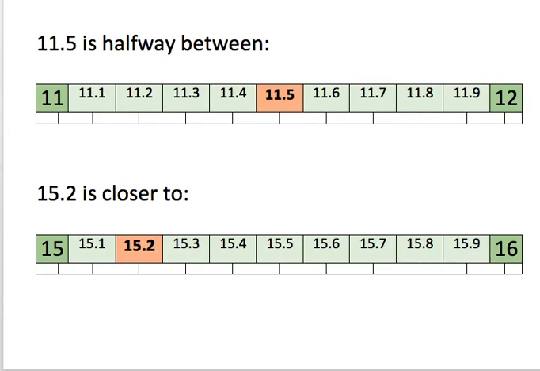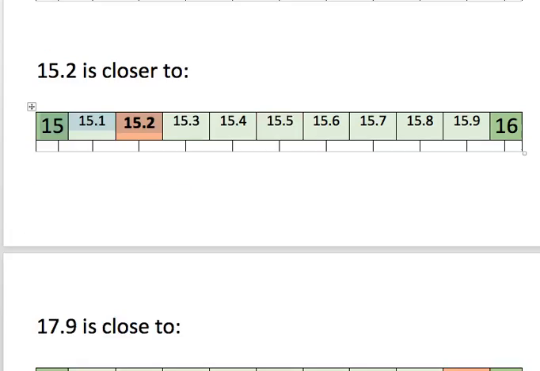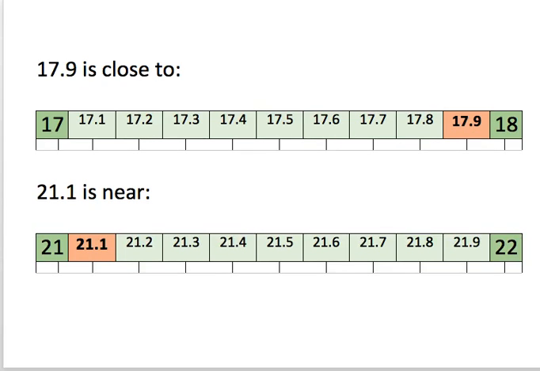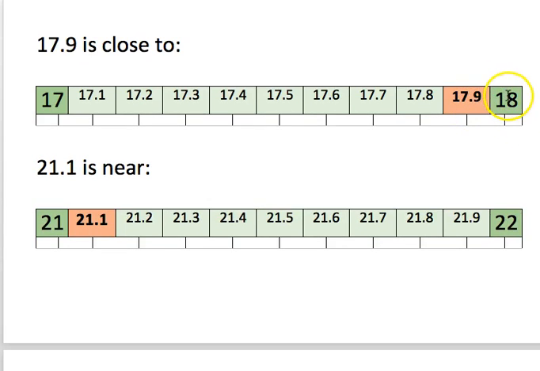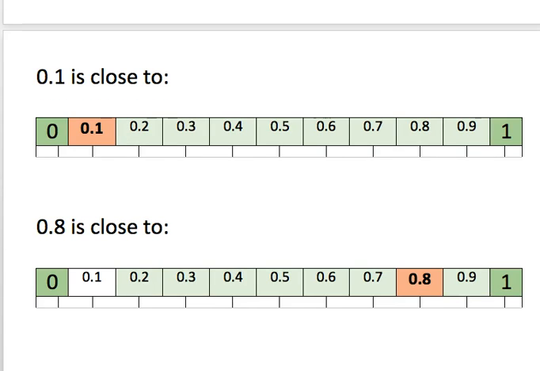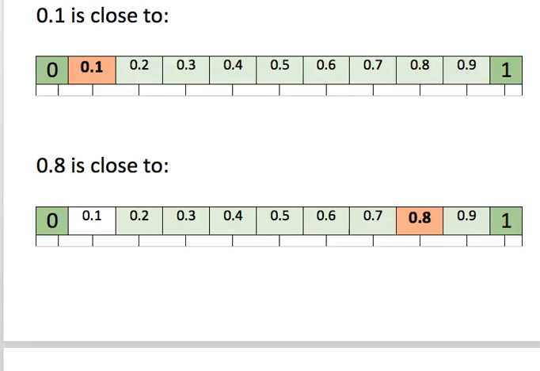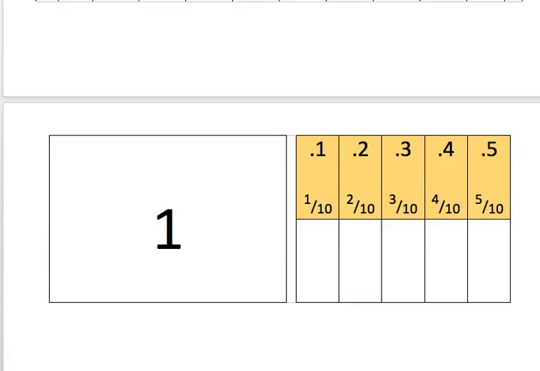Now, get a sense of where the numbers are. 11.5 is always going to be halfway. 15.2 is just you're starting your journey and you're close to 15, a bit of a way to go to 16. And 17.9 is close to 18. 21 and 1/10 is closer to 21. So that's how the numbers are organised. You can do those for yourself there.